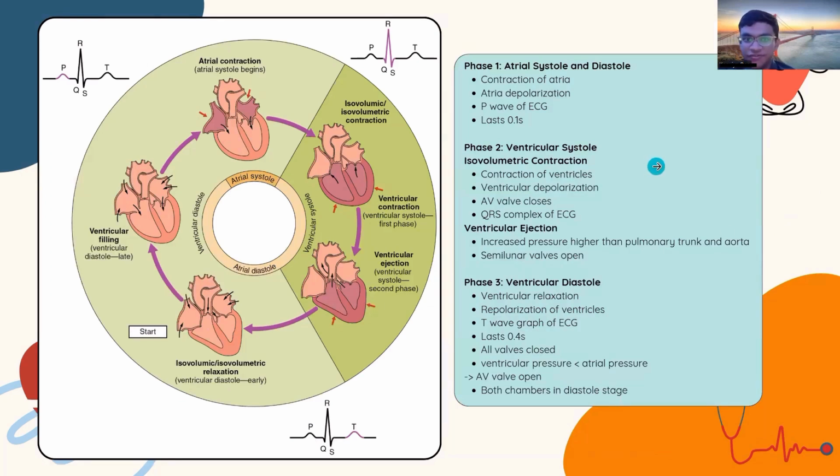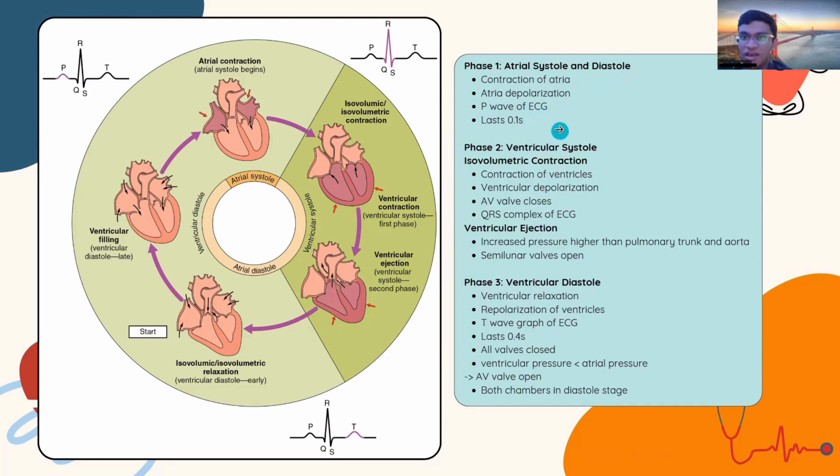There are three phases of the cardiac cycle. The phase one is atrial systole and diastole. In this phase, the atria will contract and the atria will undergo depolarization. In the cardiac cycle, the atrial systole and diastole is represented by the P wave. It lasts for 0.1 second.